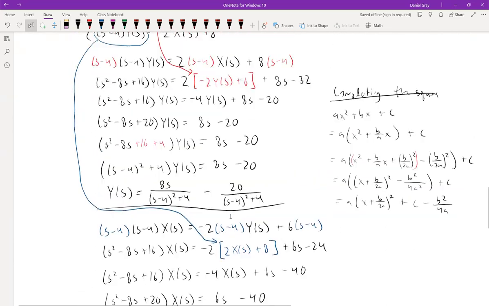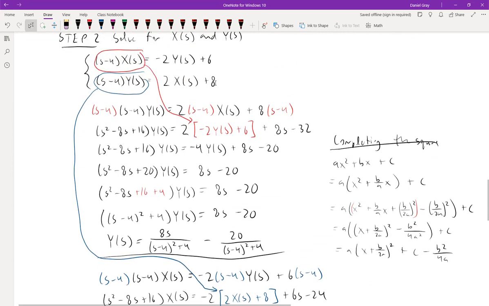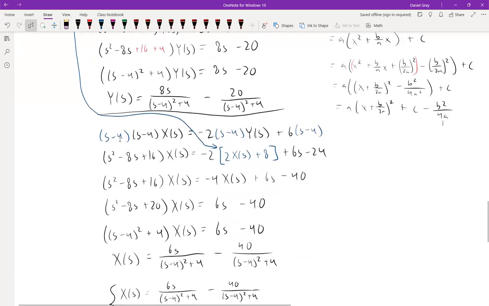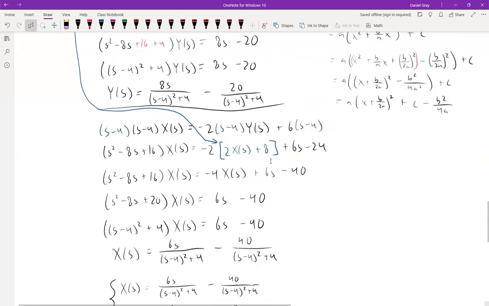But now I have to do the same thing for x of s. So I'm going to take my second equation and plug it into my first equation, which means that I need an s minus 4 times big Y of s here. So I'm going to multiply my first equation by s minus 4 everywhere. So that's what you see in blue over here. Now that I have that, I'll go ahead and do exactly the same steps as before. I'll FOIL everything out, basically. I'll make my replacement s minus 4 big Y of s, which is going to be equal to 2x of s plus 8. So that's what you see over here.